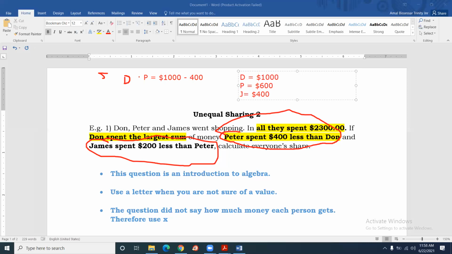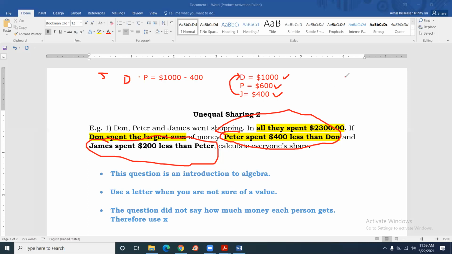So let us make sure we understand before I move forward. I first of all was using a random number, 1,000. And I'm using the numbers here to say that if you tell me Peter spent 400 less than Don, then Peter will be 400 from 1,000, 600. And if you tell me James is 200 less than Peter, then James is going to be 600 minus 200 less, 400. So you make sure you understand this, please, first. And then I want you to keep an eye on James and Don.